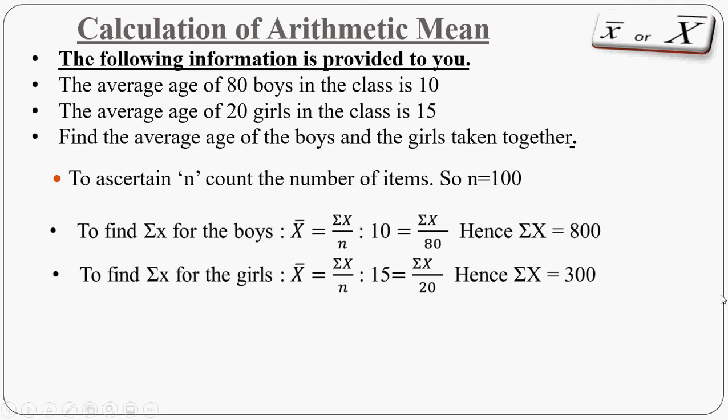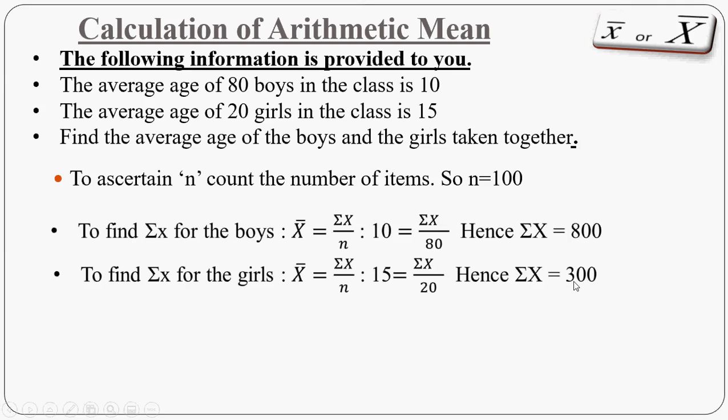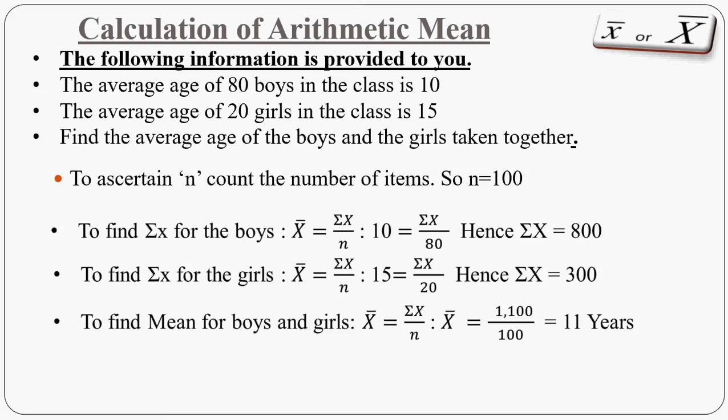And then we need to add the total of 800 plus 300, which will give us the total 1100. So 1100 divided by 100, we will get 11. This is the next step we need to calculate to find the mean for boys and girls. So the average age of boys and girls together is equal to 11 years. So this is the solution for this simple problem. I hope this example is clear.